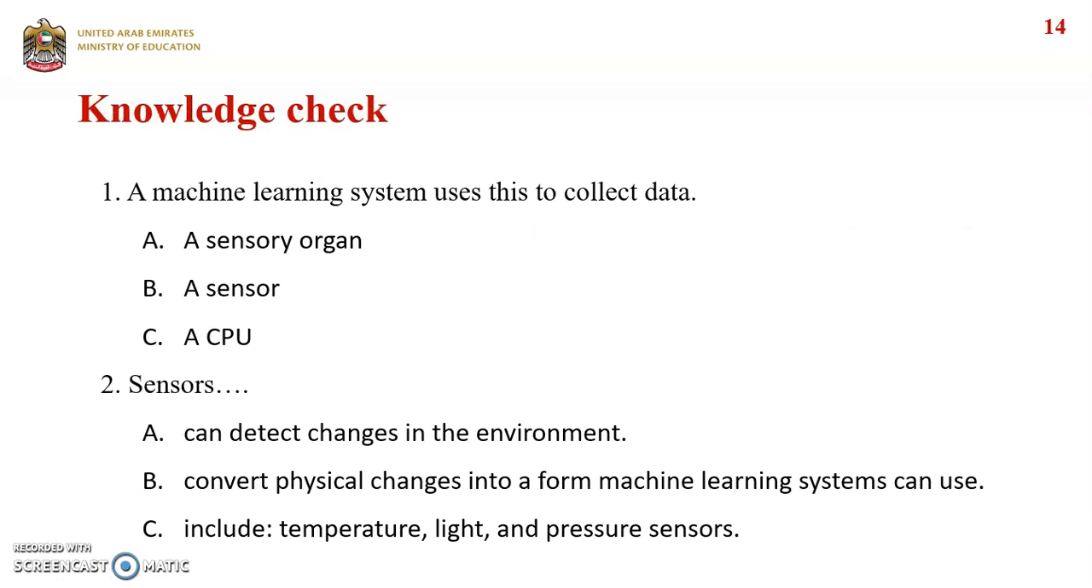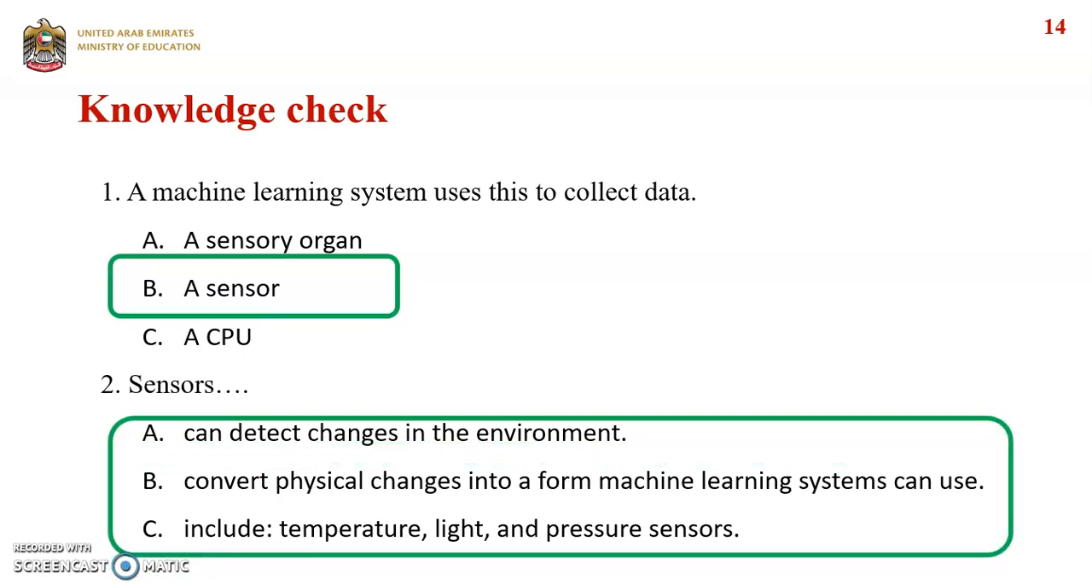Take a look at this little quiz and answer the 2 questions. Here are the answers. A machine learning system uses sensors to collect data, and the sensors will perform all 3 things listed below. Well done if you got those right.